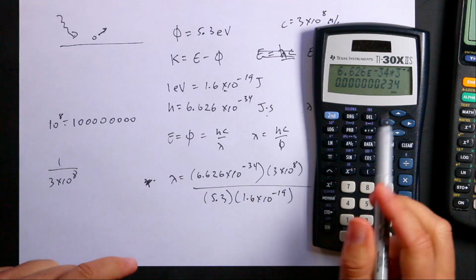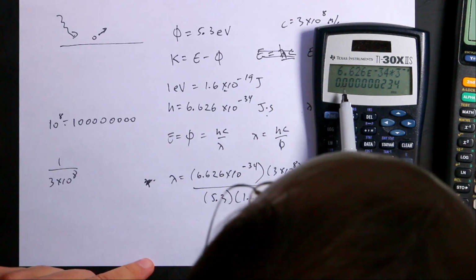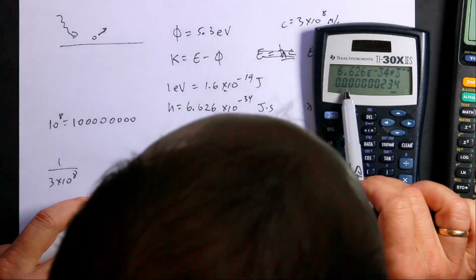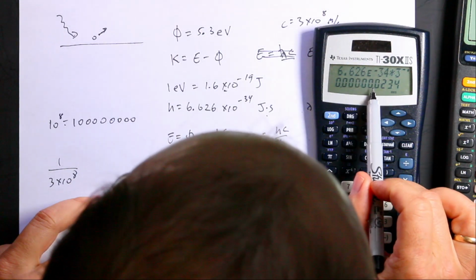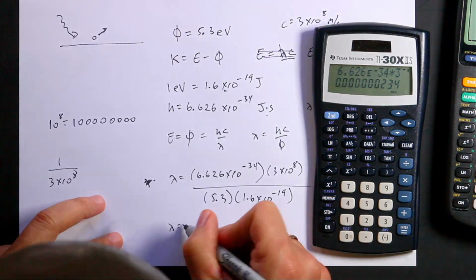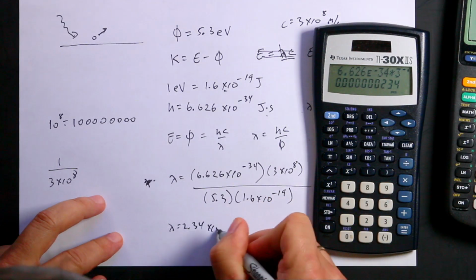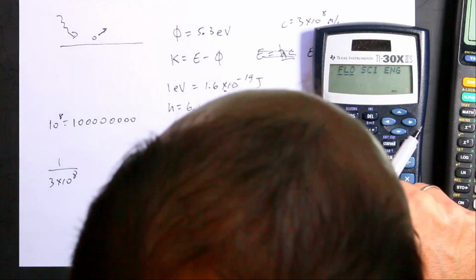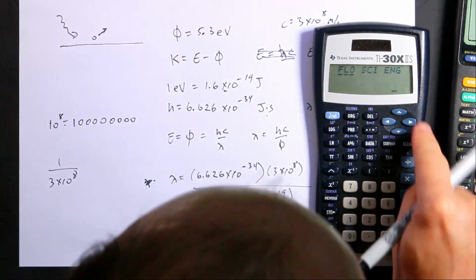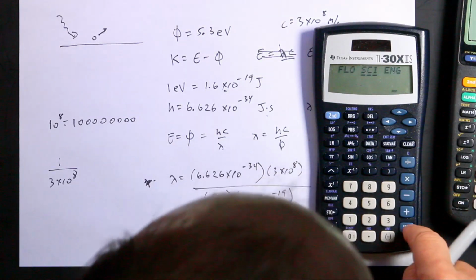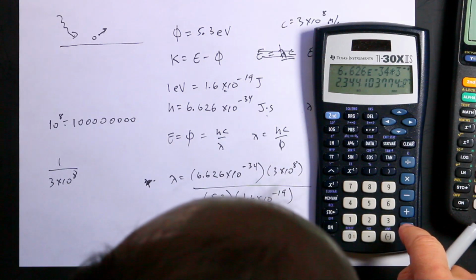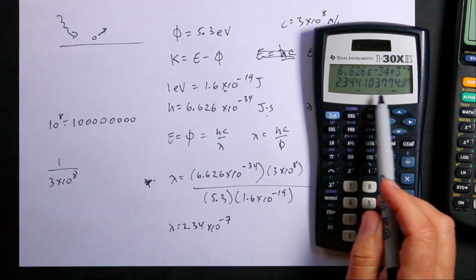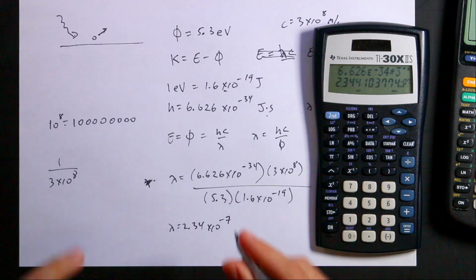Now, okay, here is a problem. I can count these numbers. So let's just say lambda equals 1, 2, 3, 4, 5, 6, 7. It's going to be 2.34 times 10 to the negative 7th. Okay, what if I do this? There's a way to do this in your calculator, I just don't know what that is. Enter. Yeah, so you can convert that into scientific notation that way. Now, that is in meters.